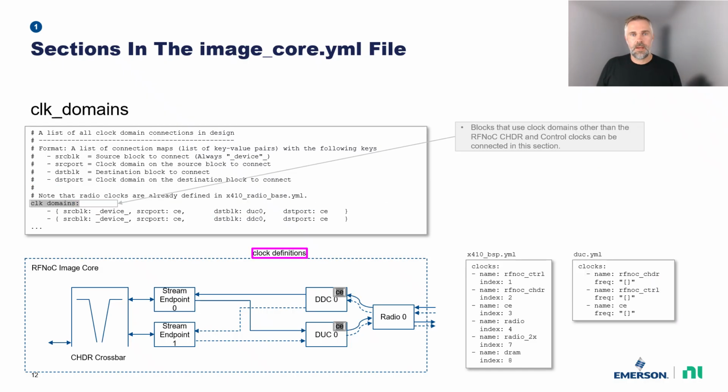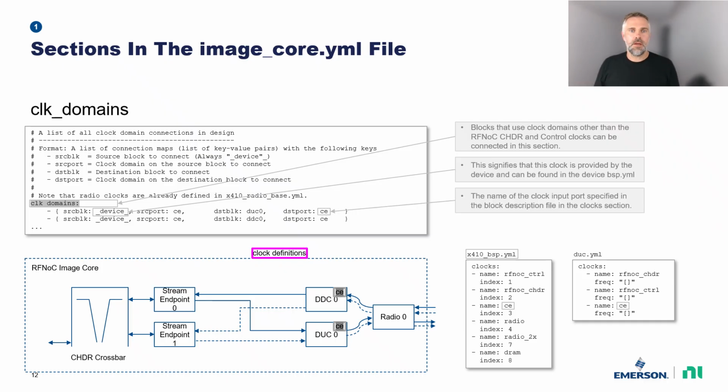Finally, we connect the required clock signals to NoC blocks that need clock signals other than the RFNoC CHDR and control clocks that are connected to each NoC block by default. The available clock sources are defined in the board support package for the USRP device type. The clock inputs required by each NoC block can be found in the block description file. In our example, the first line connects the compute engine clock to the DUC, and in the second line, we connect the same clock to the DDC.